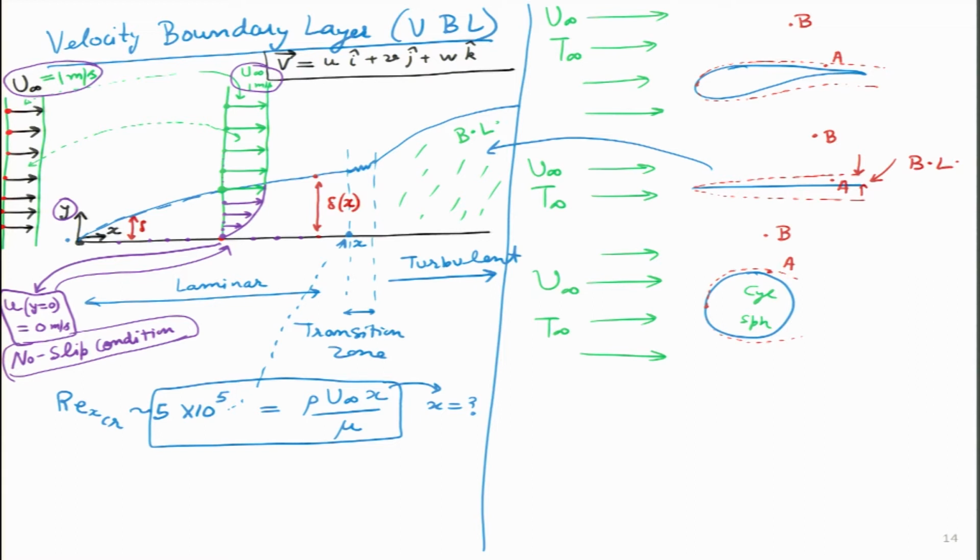So, again, what is the definition of the boundary layer? People have come to a consensus that the definition is the point at which the velocity becomes 99% of that of the free stream velocity. That particular point is referred to as the boundary layer.